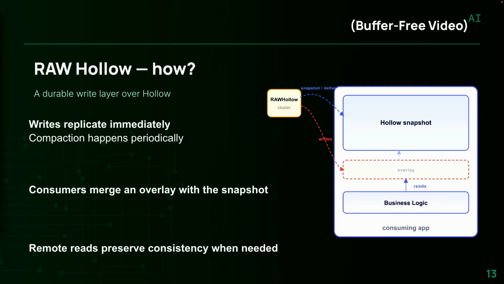How it works is writes go to a small RAW Hollow cluster, which replicates them to clients immediately and compacts to snapshots periodically. While compaction is in flight, recent writes are held in a per-client overlay. So reads are still in memory against a base Hollow snapshot plus the local overlay on the client. If you need strong consistency on the reads, you make a remote call to RAW Hollow, and the consumer model is largely unchanged: total in-memory typed API access.